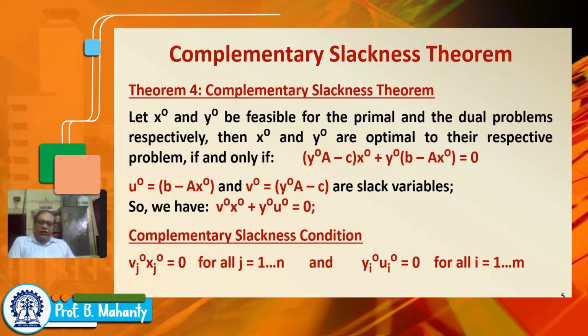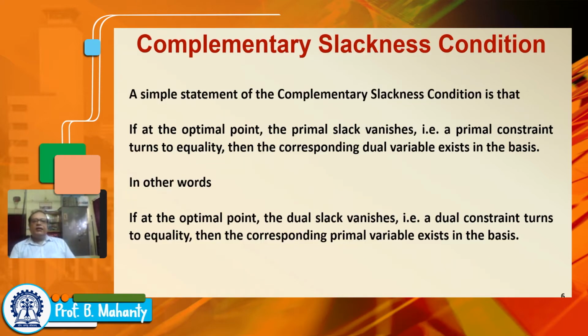Now what these results tell us is this: if at an optimal point the primal slack vanishes, since the primal slack times the dual variable is 0, then the dual variable will assume some value. On the other hand, if the primal slack exists, then the dual variable value has to become 0. And the same thing holds for the primal also. So if the dual slack vanishes, that is, the dual constraint turns to equality, then the corresponding primal variable will exist.